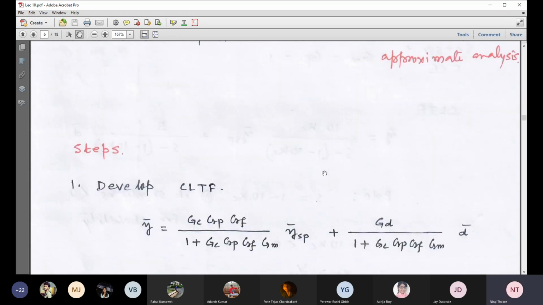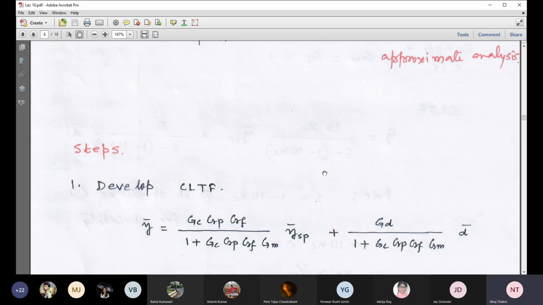Come to the steps. So what steps do we usually follow in case of root test? Let me give those steps. In the first step, you need to develop the closed loop transfer function. And for that, we need to know all individual transfer functions, GC, GF, GF, GM, and GD. So in the first step, you need to develop CLTF.